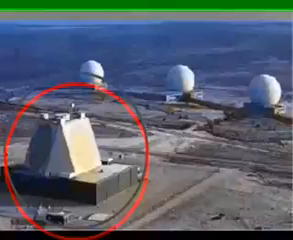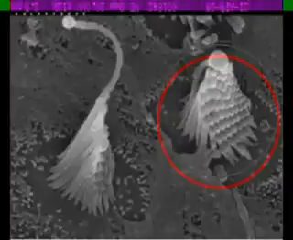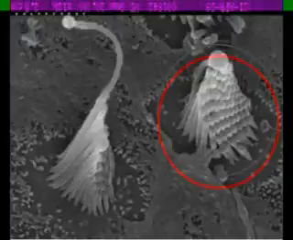I would like you to memorize the characteristic shape of the planar antenna circled in red before you see the next picture, which is a scan electron microscope generated image of the formations of tiny cilia hairs within the inner ear.